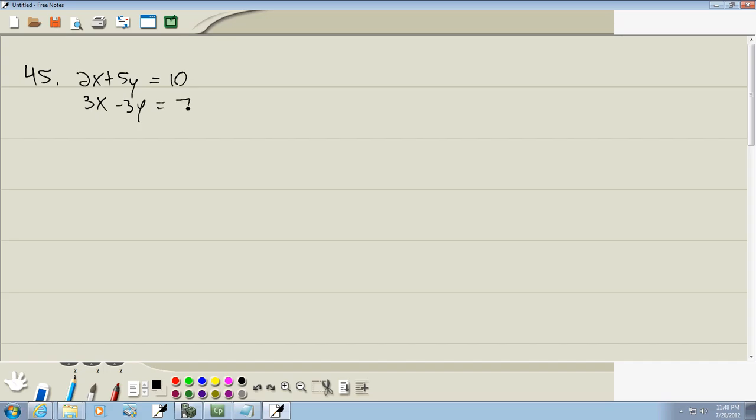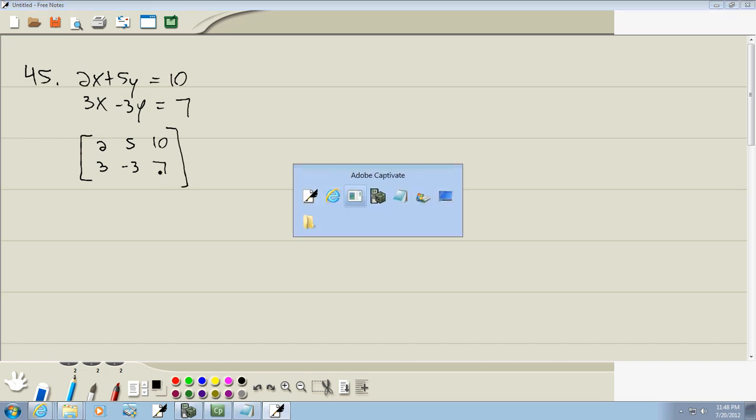is equal to 7. Okay, for RREF to work right, you have to have all of your variables on one side, numbers on the other side. Then you drop your variables and equals and keep the numbers. So we got 2, 5, 10, 3, negative 3, 7. And let's go input this into the calculator.